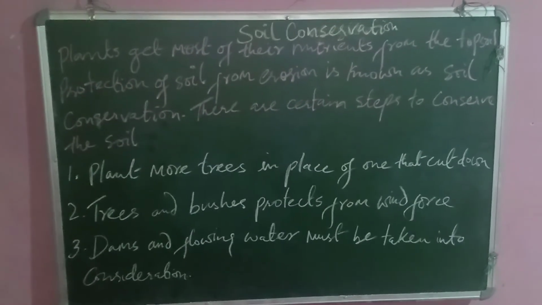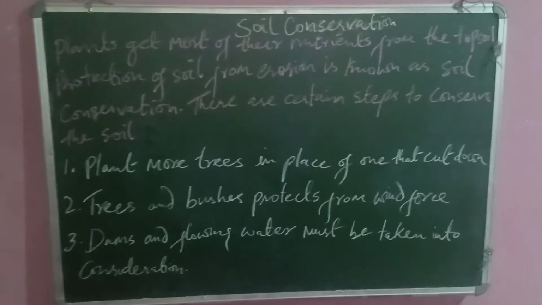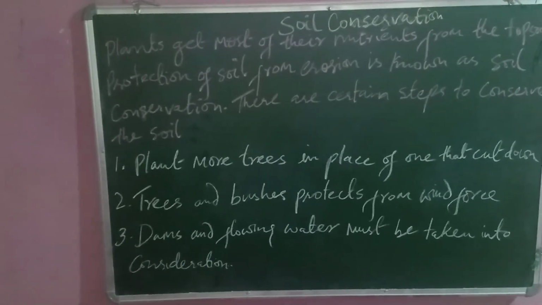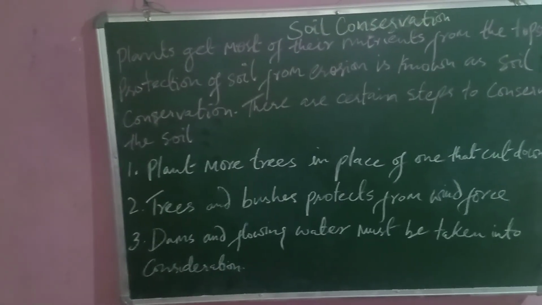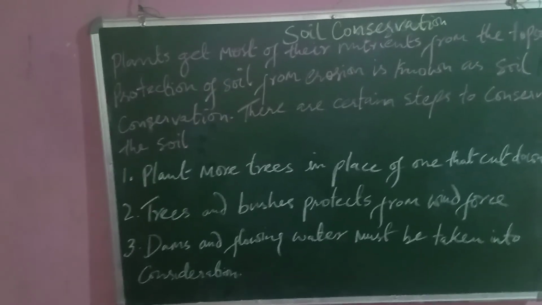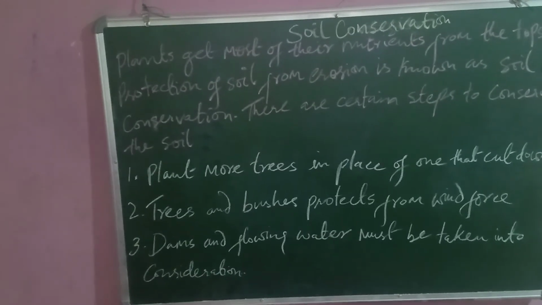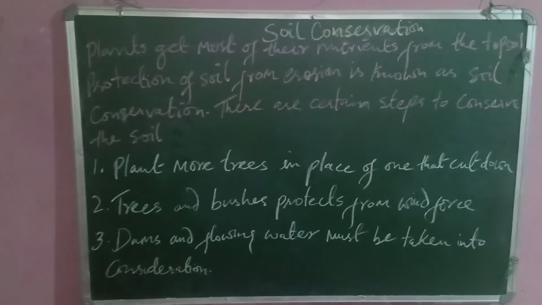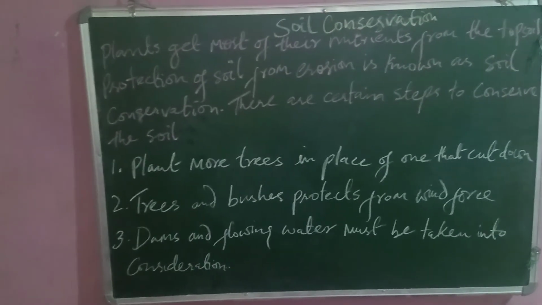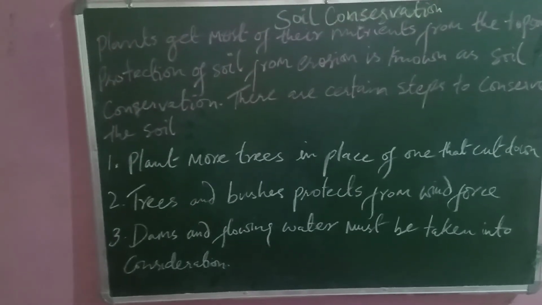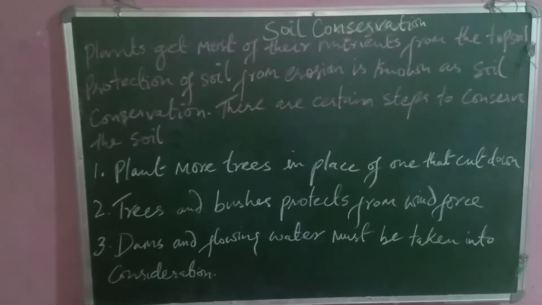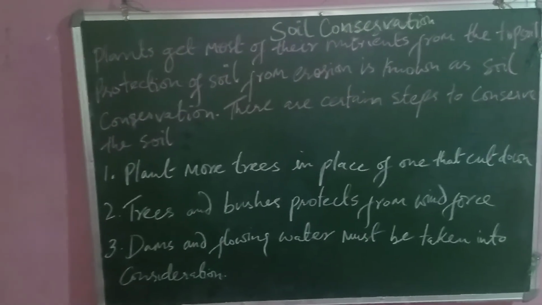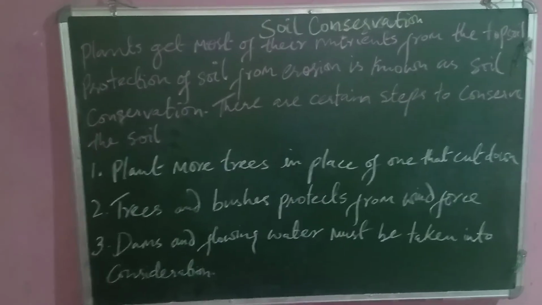Moving on. The next topic is soil conservation. Plants get most of their nutrients from topsoil, as we have already discussed. The protection of soil from erosion is called soil conservation. There are certain steps that can be taken to conserve the soil. So the protection of the soil from erosion is known as conservation. These are some of the steps that need to be followed.